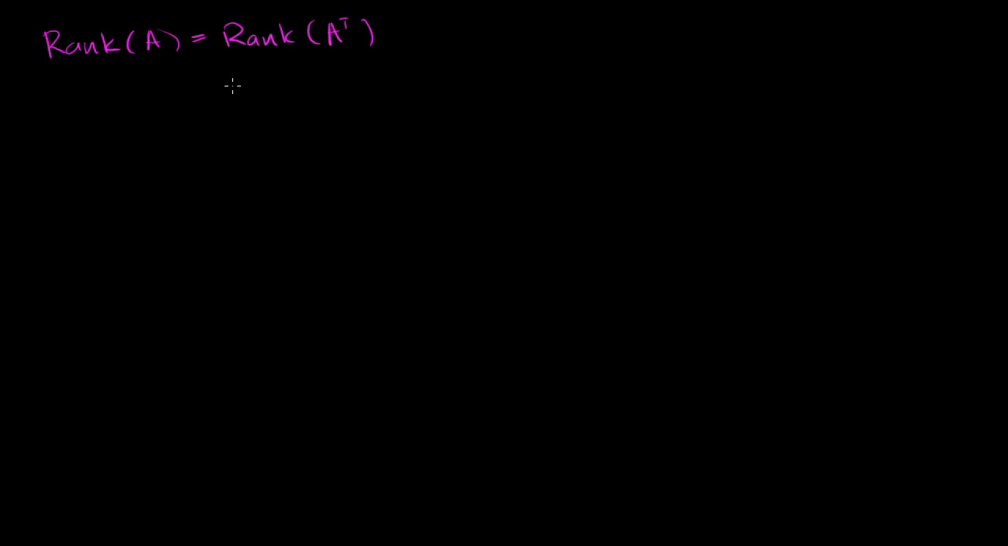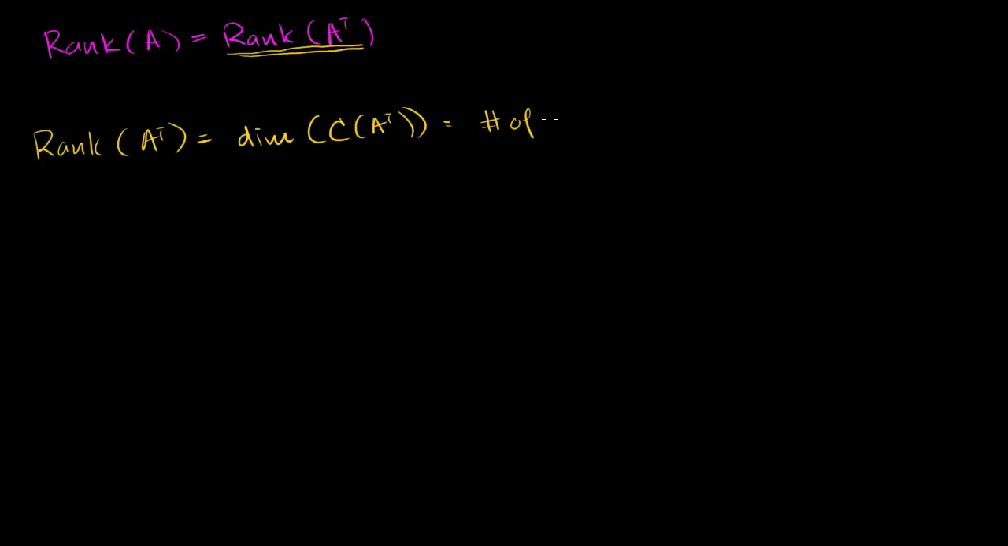So I'm going to start with the rank of A transpose. The rank of A transpose is equal to the dimension of the column space of A transpose. That's the definition of the rank. And what is it? The dimension of the column space of A transpose is the number of basis vectors for the column space of A transpose. That's what dimension is. For any subspace, you figure out how many basis vectors you need in that subspace, and you count them, and that's your dimension.